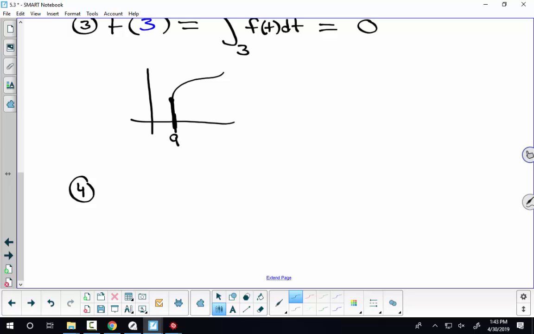Okay, last example here, what's capital F of 9? -32. So capital F is the integral from 3 to our stopping point 9 of f of t dt.